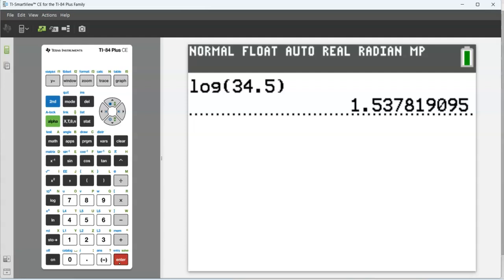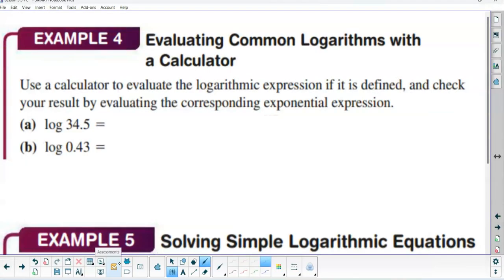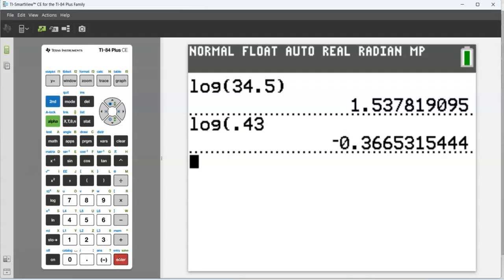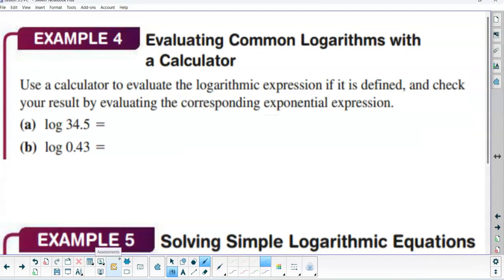All right. And so then the next one we have the log of 0.43, which gives us a negative result. So that's your common log button. It's located on your calculator.